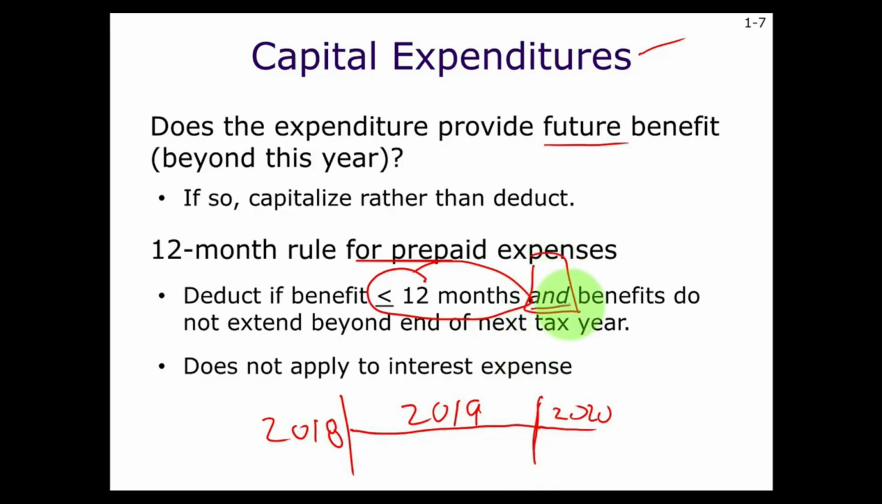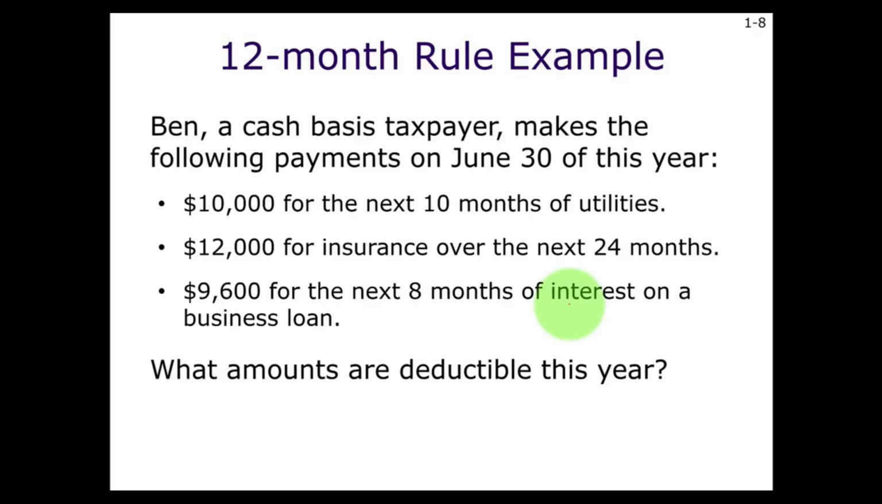So we have an example here. We have been incurring costs right in the middle of the year for 3 different situations. $10,000 for 10 months of utilities. Okay, so that's less than 12 months. Doesn't go beyond the end of next year. So all of this should be deductible now, assuming Ben's a cash basis taxpayer.